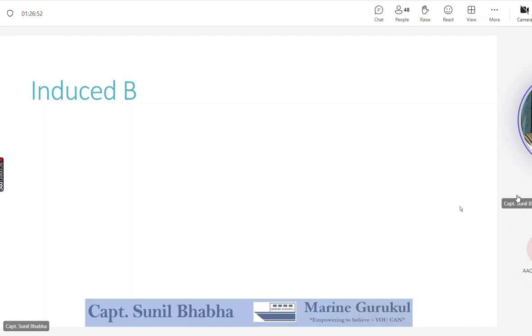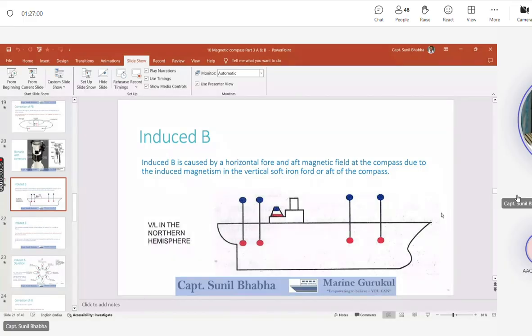Go ahead, beta. Sir, this induced B will also be there in a horizontal direction also. So why are we taking only vertical? You mean to say horizontal soft iron, beta? Yes, sir. Okay. Now, horizontal soft iron generates a deviation which is of a different nature. That will fall under coefficient delta. So when I go to delta, there we will be using the horizontal soft iron structures.